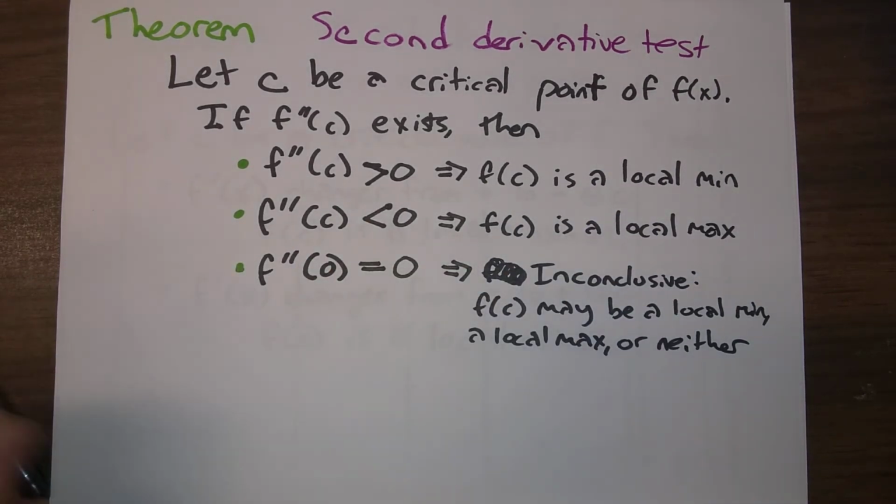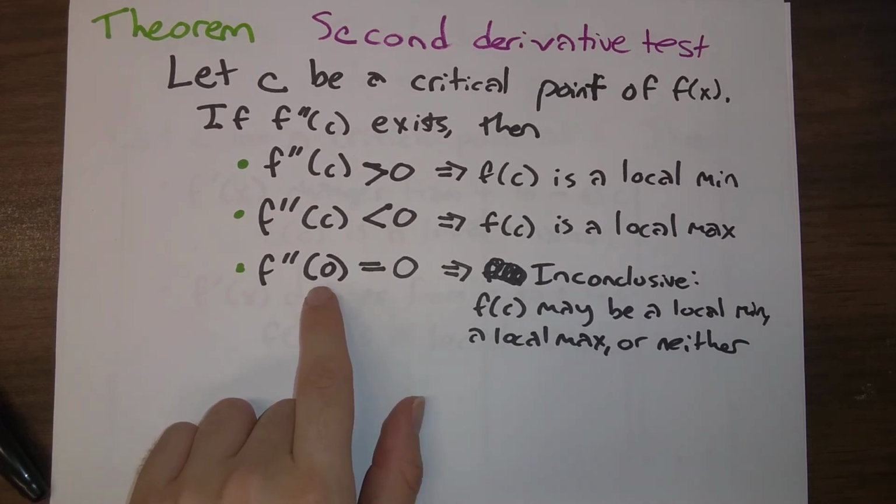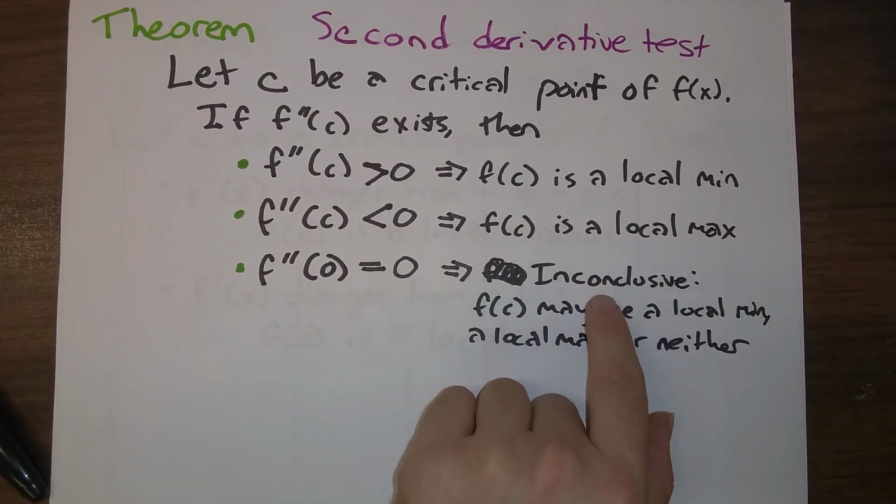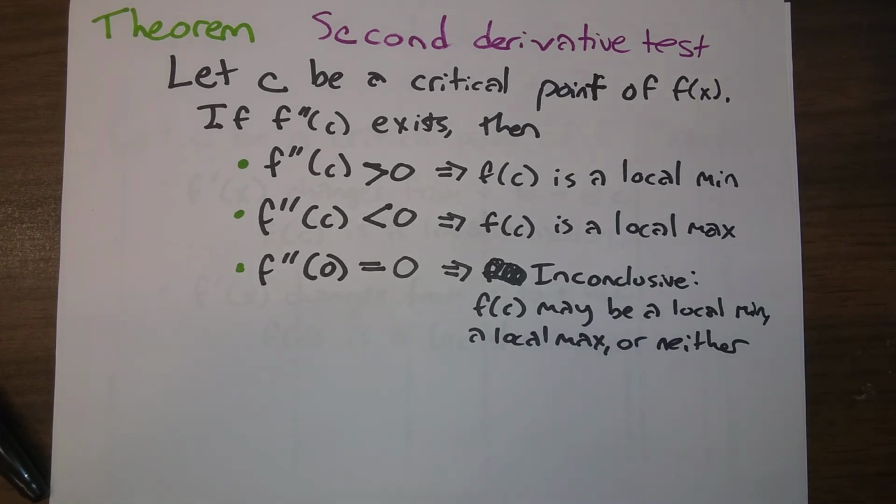I should point out it's also possible for the second derivative to equal 0. In that case, our second derivative test is inconclusive. It might be a local min, it might be a local max, or it might be neither a local max nor a local min. We know that some critical points are neither local maxes nor local mins. So this is the second derivative test. In the next video, we'll do an example or two using the second derivative test.